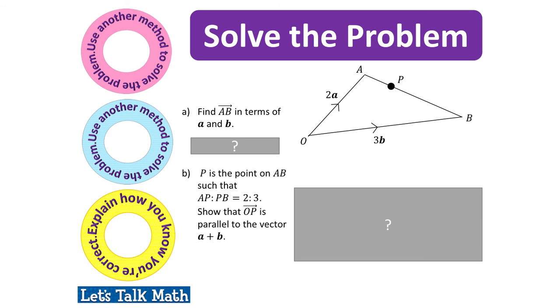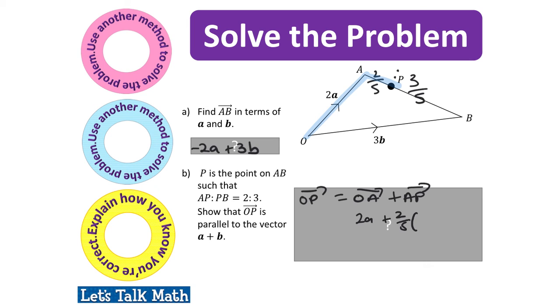Okay, so here, give this one a go. So what is A to B? So minus 2A plus 3B, yeah? Then P is the point such that AP, so this is 2 to 3. So what do we have? 2 out of 5 and 3 out of 5. So now I need to find OP. So OP is OA plus AP, isn't it? Okay, and I love getting my highlighters out, just drawing this. OA, AP. So O to A, 2A. And A to P is 2/5 of AB, which we worked out earlier, which is minus 2A plus 3B.